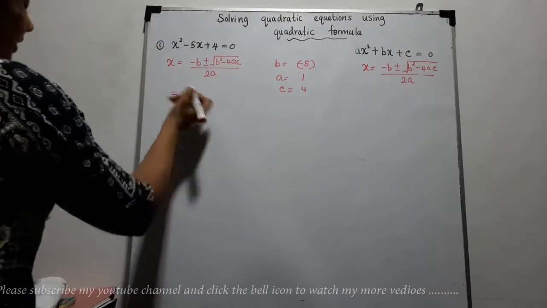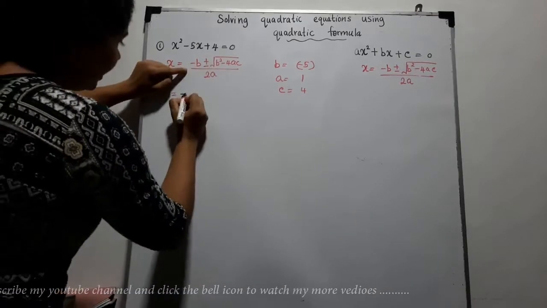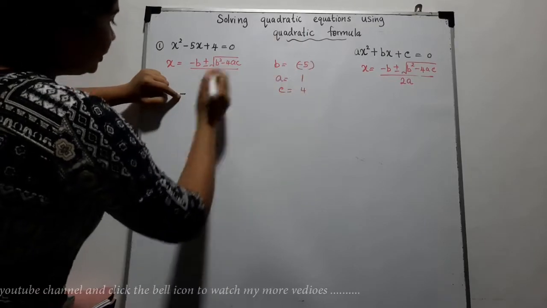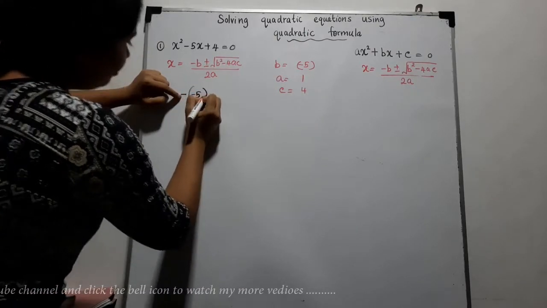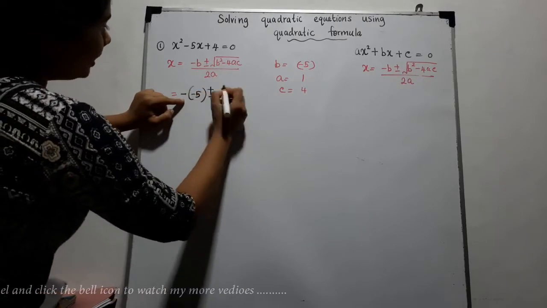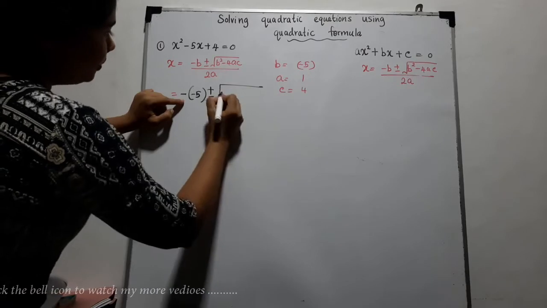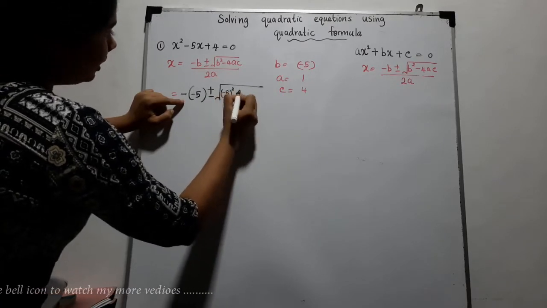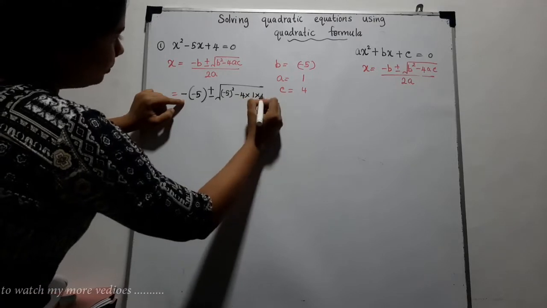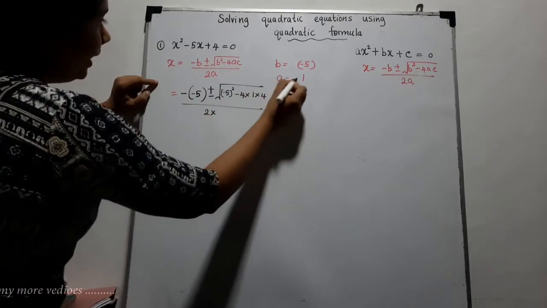Now let's substitute there. Minus b: here the sign is negative, minus b. b is minus 5, so there is another minus, minus minus 5. Plus or minus, within the square root, b squared: b is minus 5, minus 5 squared, minus 4 times a which is 1, times c which is 4, over 2a. 2 into a is 1.